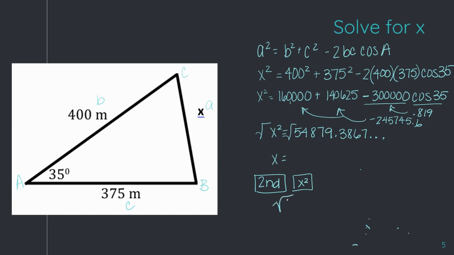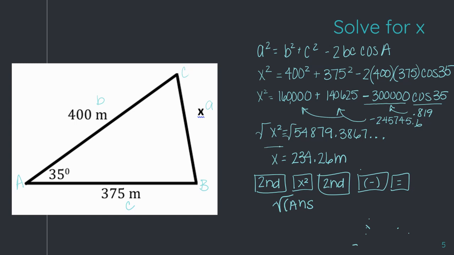So on your calculator, you should see this. Now hit the second button and the negative button. So now in your calculator, you should see that, the ANS. Then hit enter, and you get an answer of 234.26. We're going to use our label, which is meters.